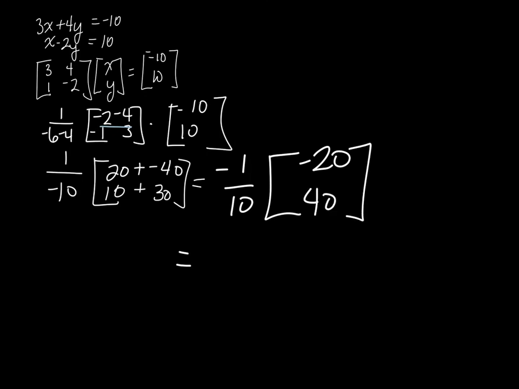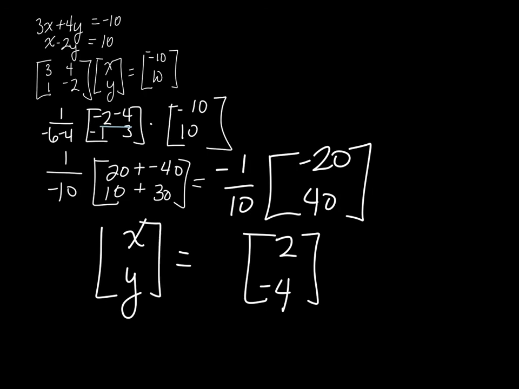When I multiply them both by negative 1/10, which is the same as dividing by negative 10, I get 2 and negative 4, which if I'd written out all of the stuff on the left would have equaled x y. So my ordered pair is 2, negative 4.